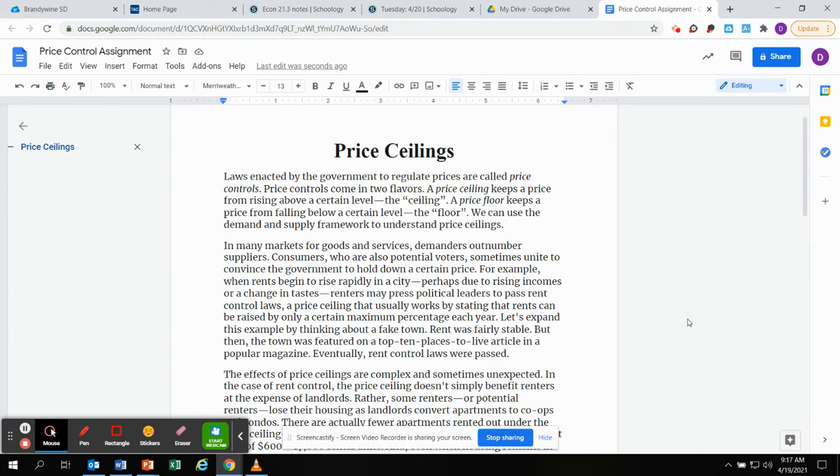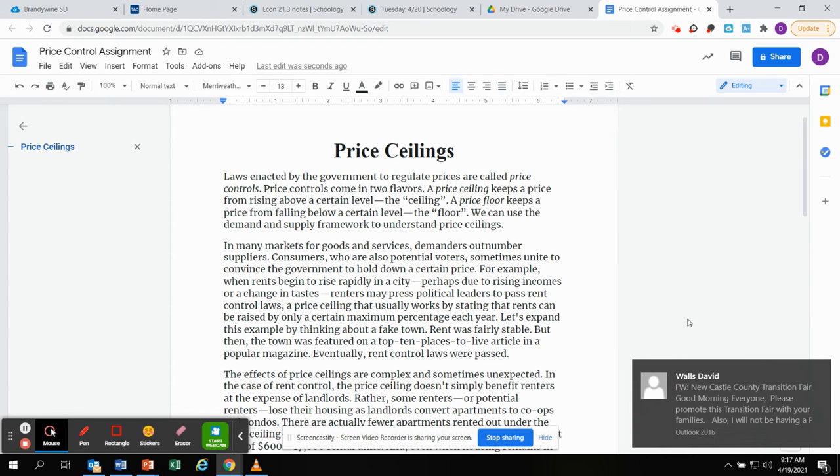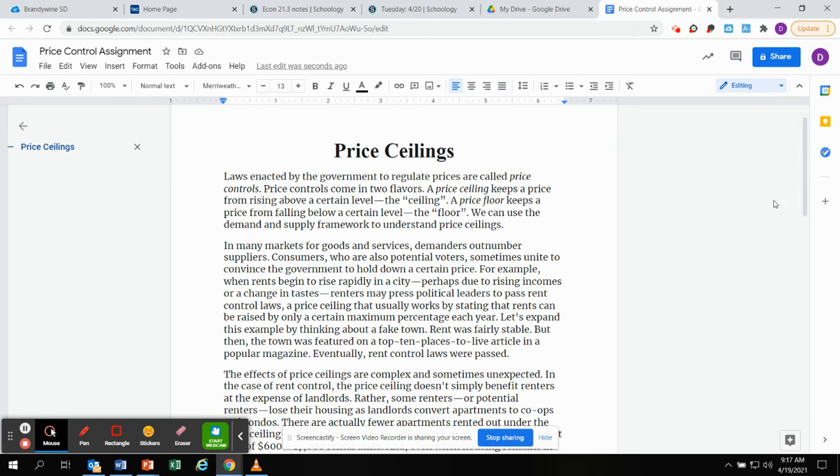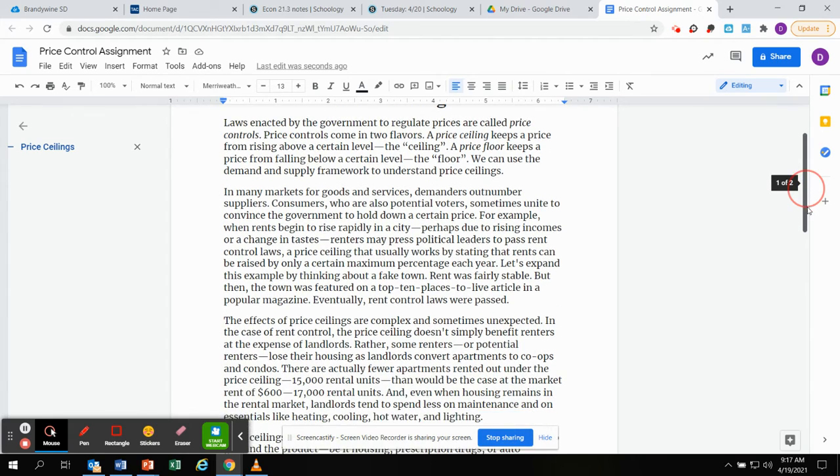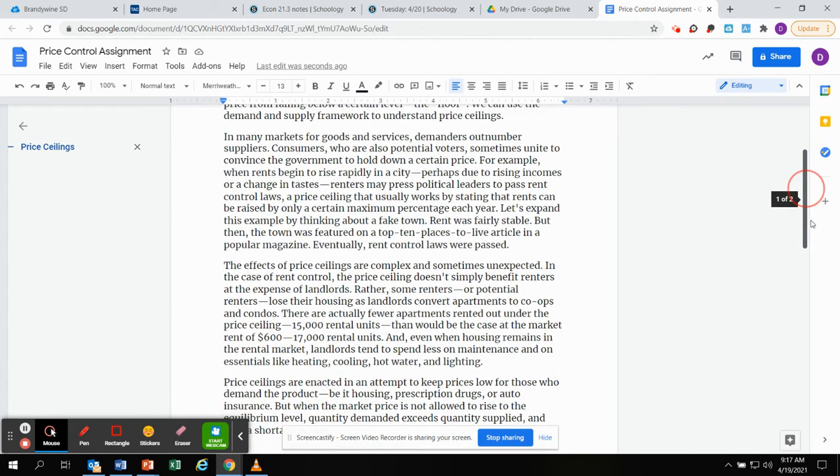Price ceilings. Laws enacted by the government to regulate prices are called price controls. Price controls come in two flavors. A price ceiling keeps a price from rising above a certain level, the ceiling. A price floor keeps a price from falling below a certain level, the floor. We can use the demand and supply framework to understand price ceilings.